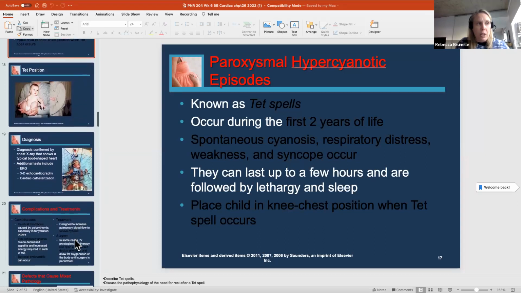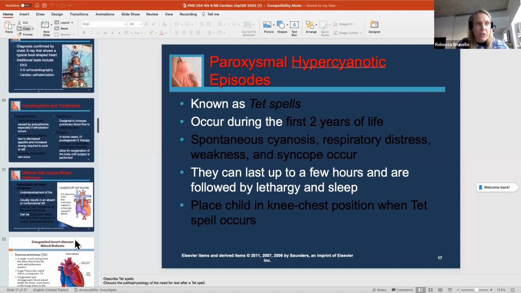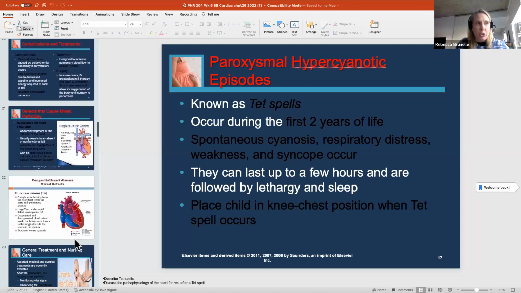So there are certain things that you need to think about in terms of heart disease in children.